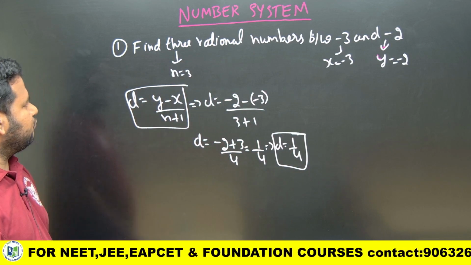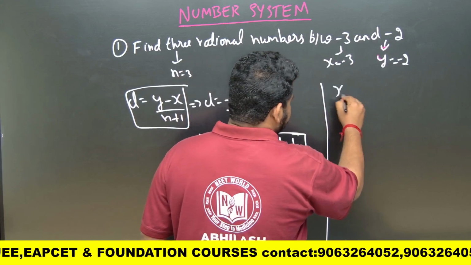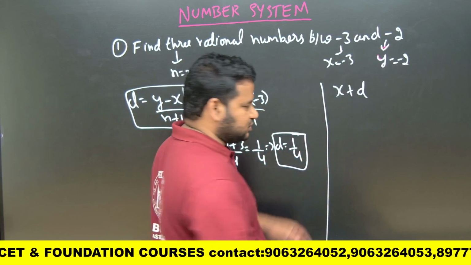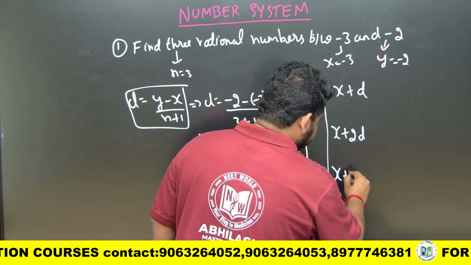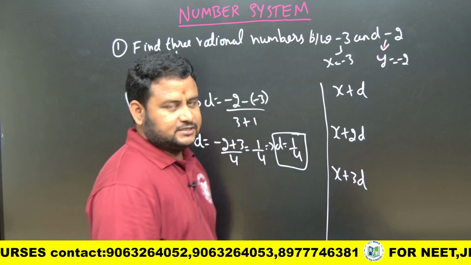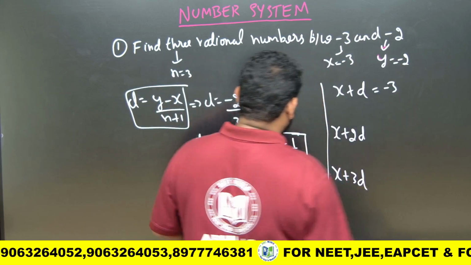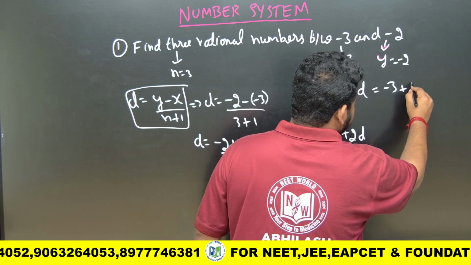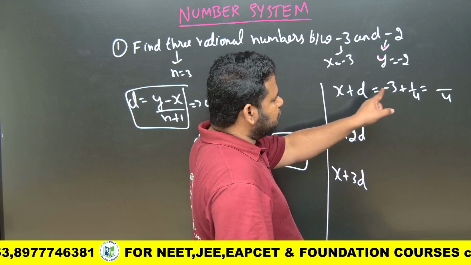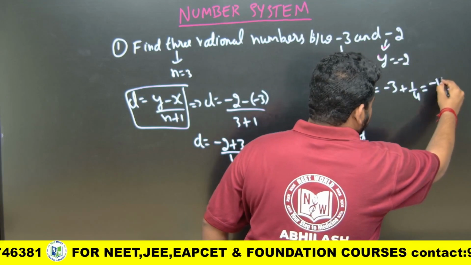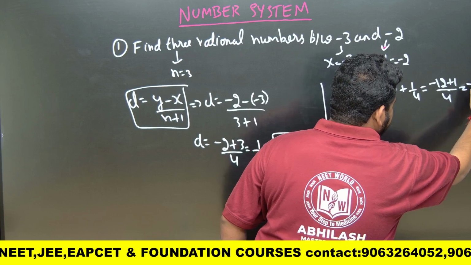Now they are asking us to find three rational numbers. What are those three rational numbers? One is x plus d, the next rational number will be x plus 2d, and another one is x plus 3d. Now see here, x plus d. x is -3 here, and d is 1 by 4. So -3 plus 1 by 4. LCM is 4 itself. 1 4s are 4, 4 3s are 12, so it is -12 plus 1 by 4, that is -12 plus 1 is -11 by 4.